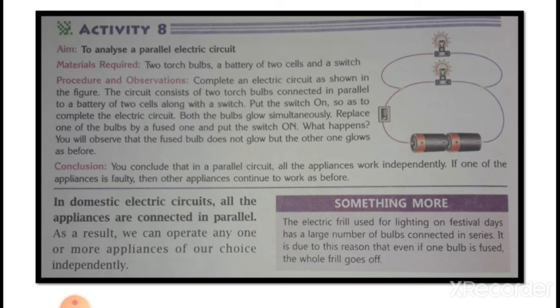The circuit consists of two torch bulbs connected in parallel to a battery of two cells along with a switch. Put the switch on so as to complete the electric circuit. Both the bulbs will glow simultaneously.